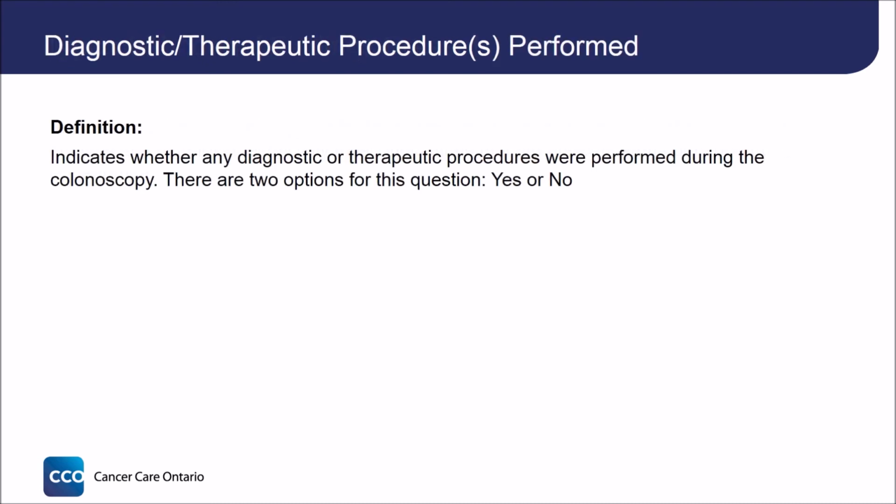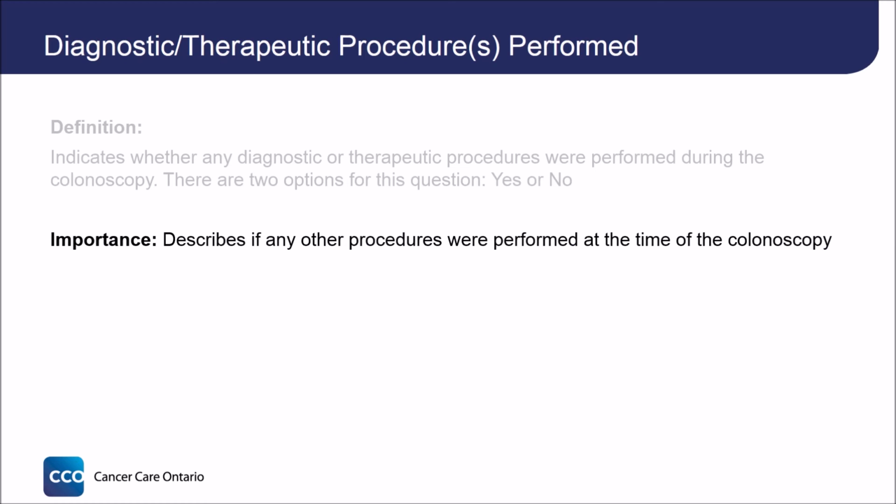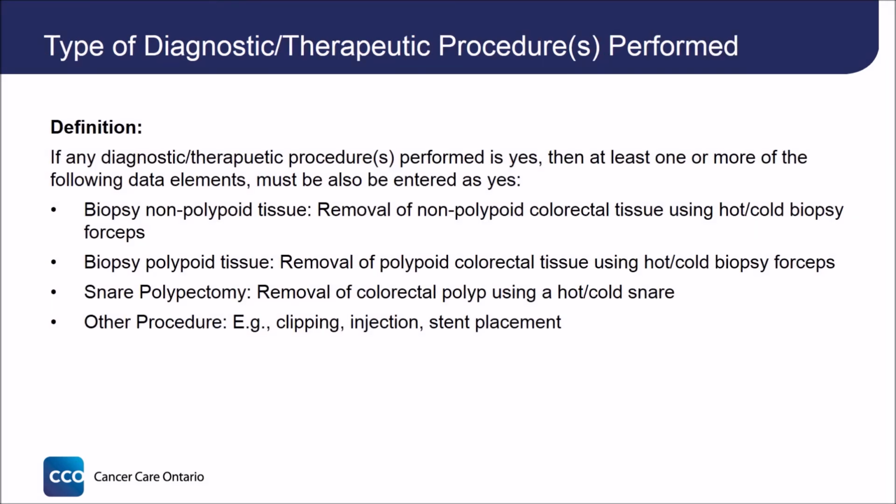The diagnostic or therapeutic procedures performed data element describes additional procedures that were performed at the same time as the colonoscopy. If additional procedures were performed at the time of the colonoscopy, then yes should be entered. Alternatively, if only the colonoscopy was performed, then enter no. If there were any diagnostic or therapeutic procedures performed, then at least one or more of the following data elements must be also entered as yes.